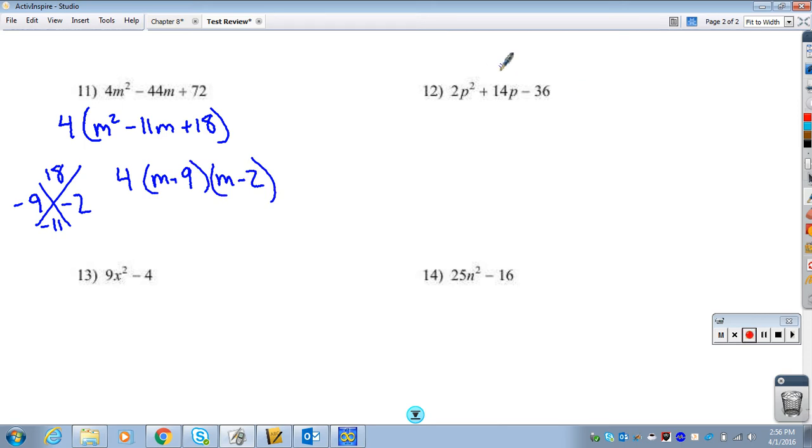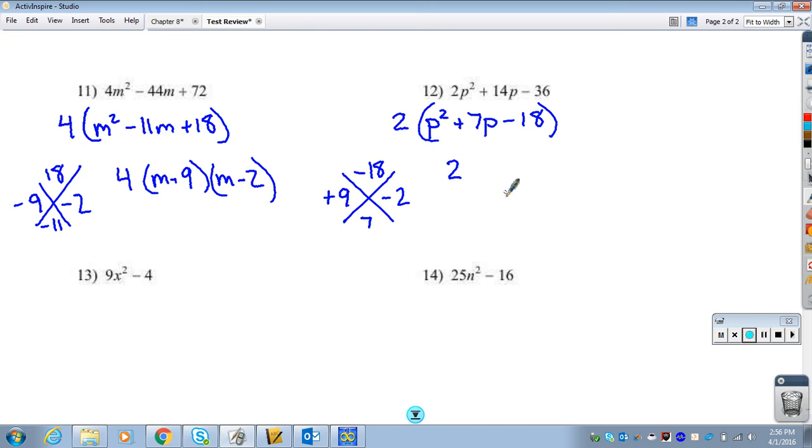Alright, 12 again is the same thing. 2, 14, and 36 have a common factor of 2. So if I factor out a 2 at the beginning, I get p squared plus 7p minus 18. And then this is something that I can factor. So something that multiplies to negative 18 and adds up to 7. Alright, I need a plus and a minus, and this is going to be 9 and 2. So my 2 that I originally factored out still comes down, and then I have p plus 9 and p minus 2.